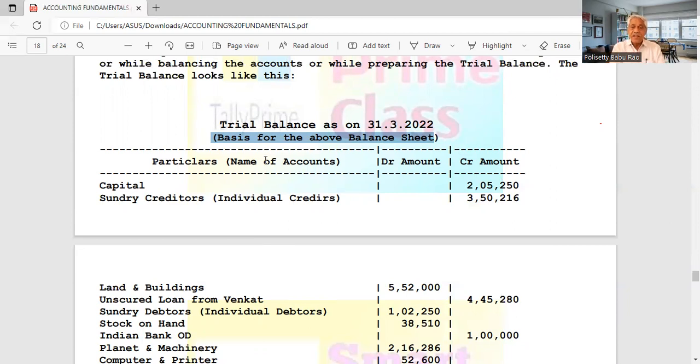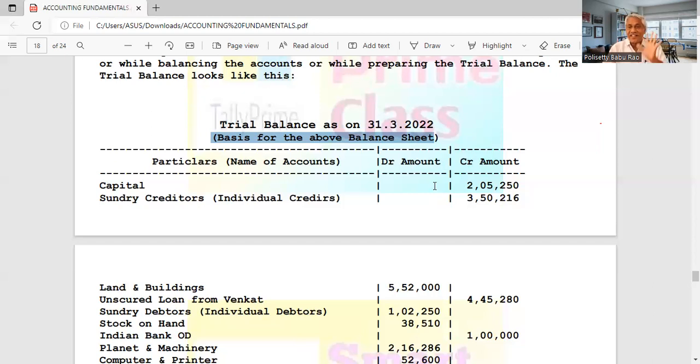That is why we take the balances on a particular date. What are the balances? Yesterday, the balance may not be different. Tomorrow, the balances may be different. That is why on a particular date, we take the balances. That is why it is called a trial balance as on so and so date. We are writing the trial balance as on 31st March 22.